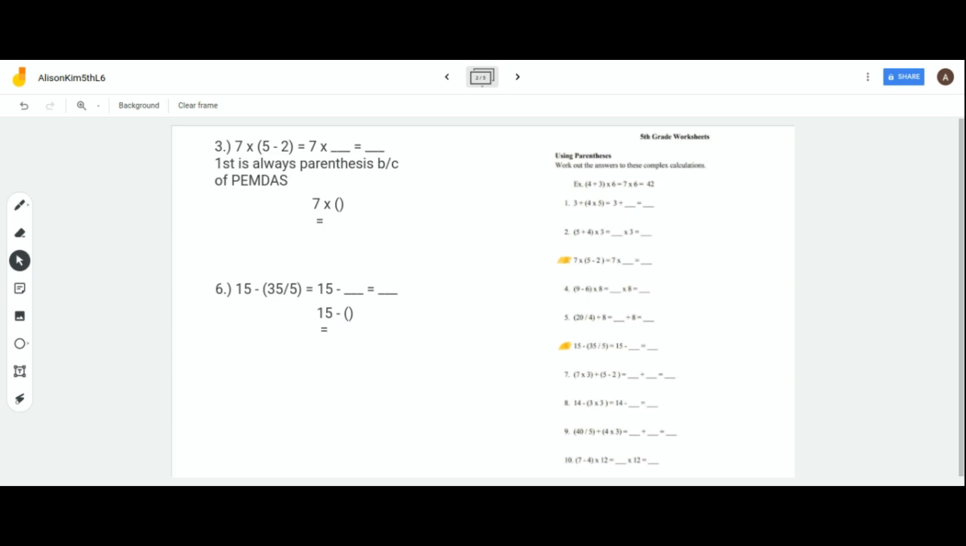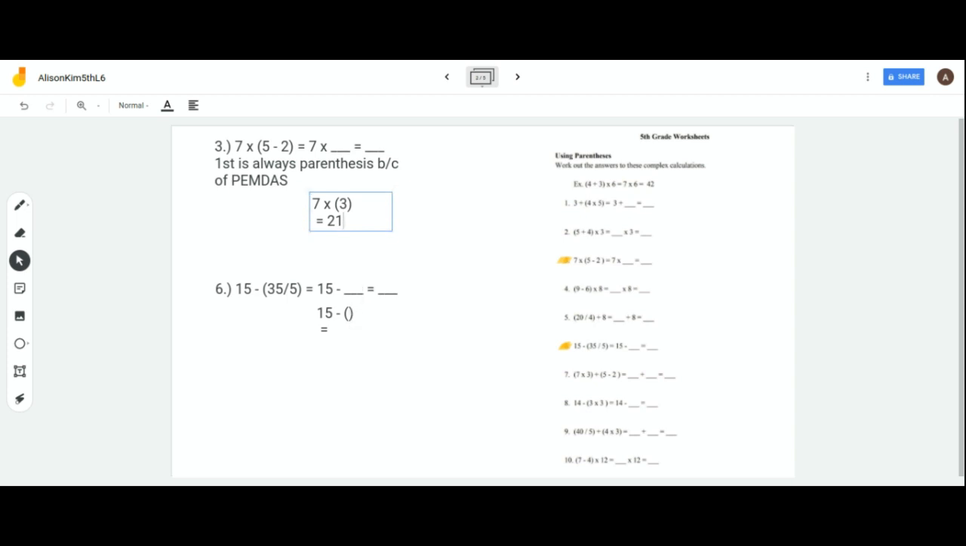So let's see number 3 together. 7 times parentheses 5 minus 2 parentheses. Since 5 minus 2 is in the parentheses, that always comes first in terms of an equation. So you solve for that first. Now your equation is much simpler, which is just 7 times 3, and your answer will be a simple 21. And that's going to be your final answer for number 3.